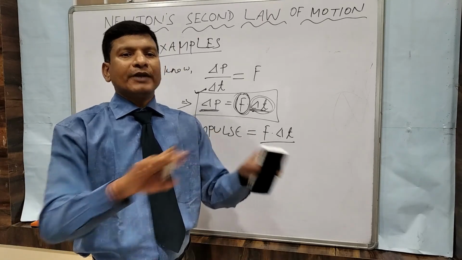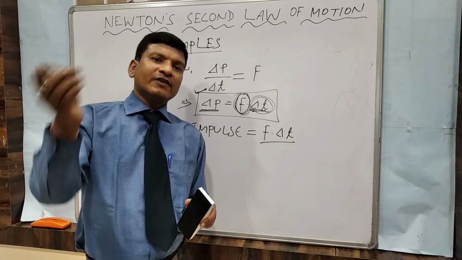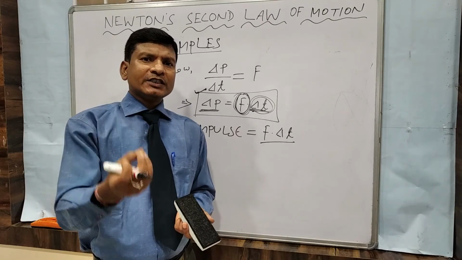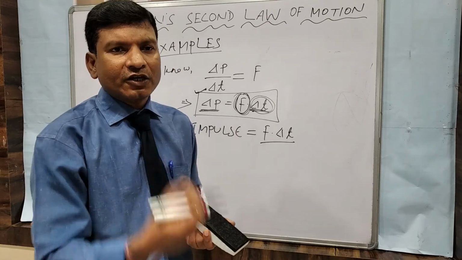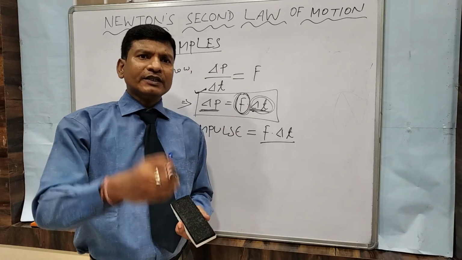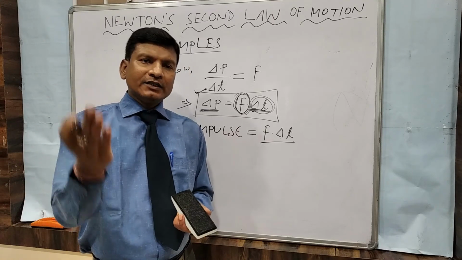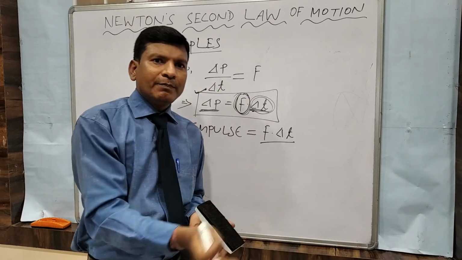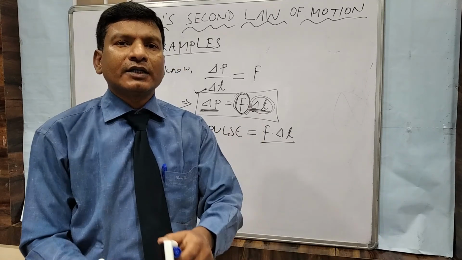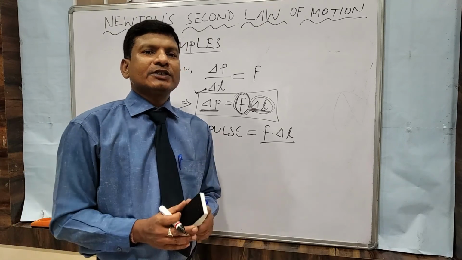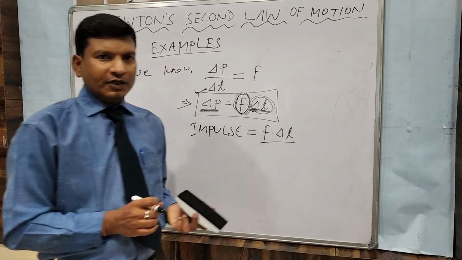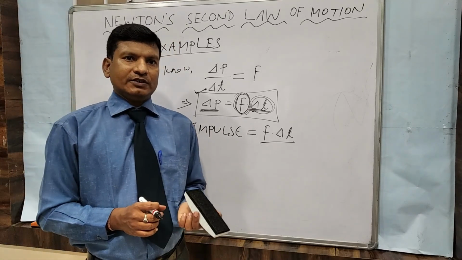Therefore, the glass breaks. Now, if the same glass is falling on a carpeted floor, what happens? The duration of time for which the glass comes into the state of rest will be more. And due to that reason, the force applied by the glass onto the floor will be less. Therefore, the force of reaction by the floor onto the glass will be less. Due to this reason, the glass does not break. So these are the examples of Newton's second law of motion. Thank you.